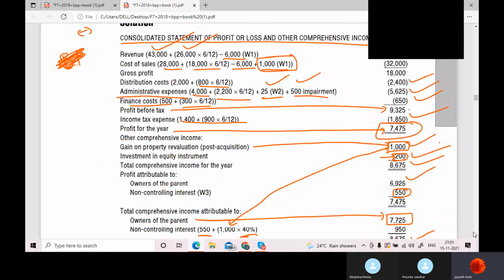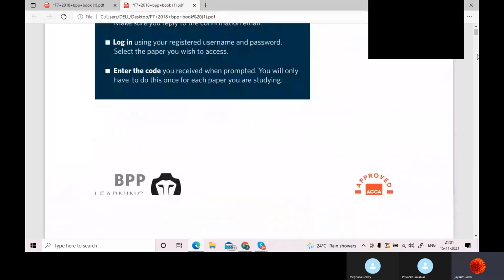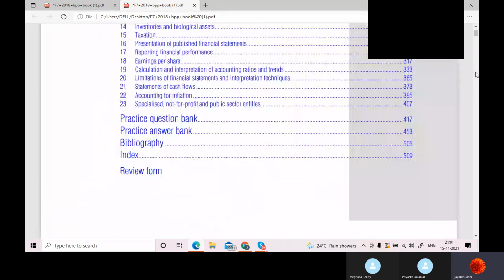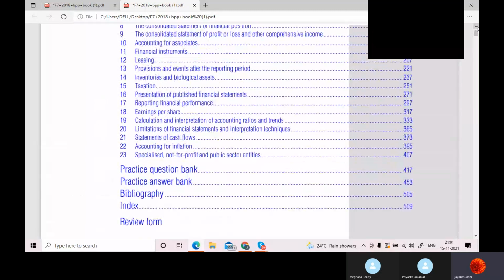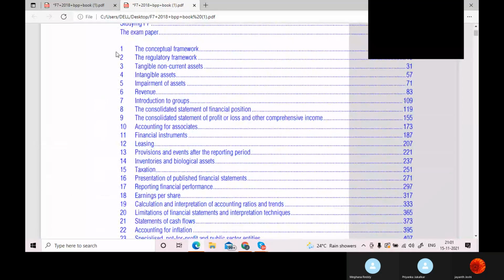You have to practice the questions without seeing. We will also solve questions once we are done with the syllabus. Almost all the consolidation has come to an end. Now, only one question is left over that we will see right now. This is done, this is done, this is done for Meghna.